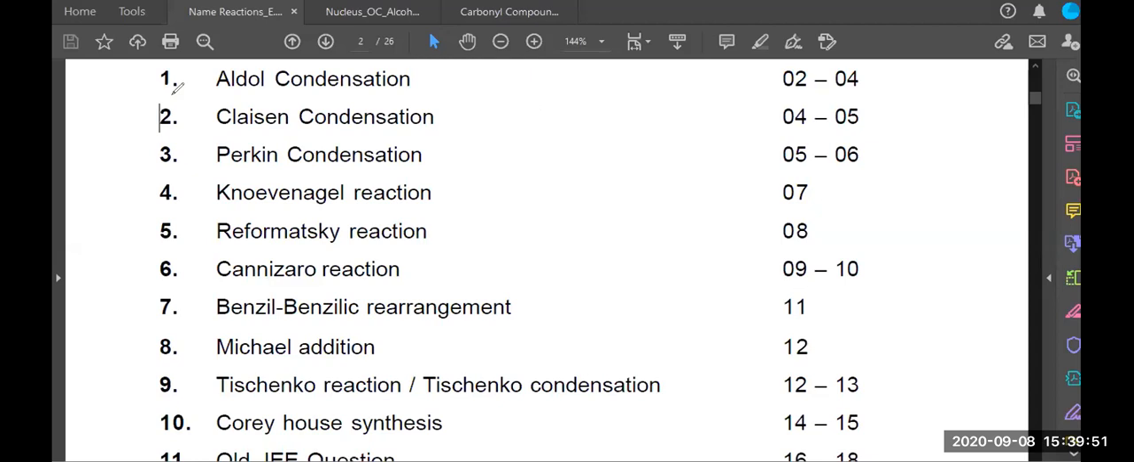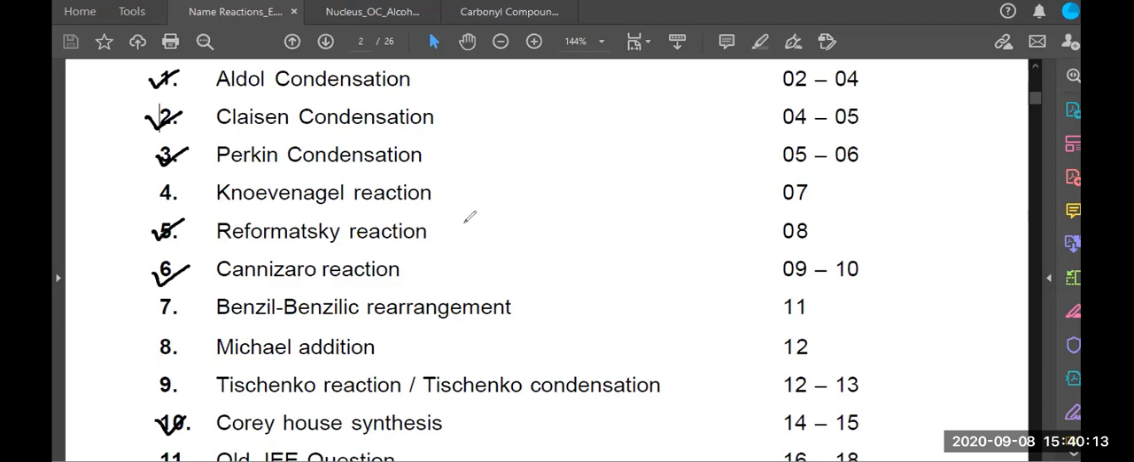Aldol, Perkin condensation, Reformatsky, Cannizzaro, right? Protease synthesis. These reactions you have to know with the mechanism. Rest, you just have to know the reaction. Benzylic also, you just have to know the reaction.